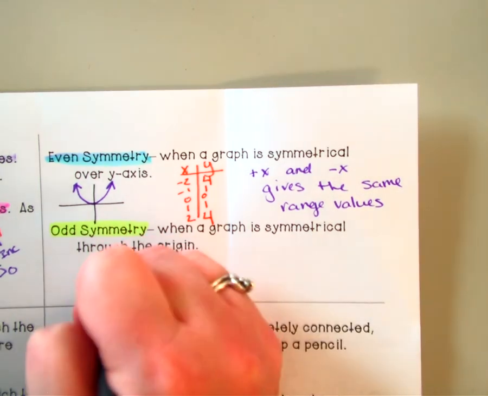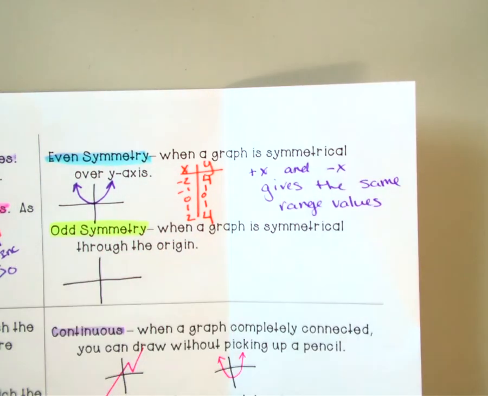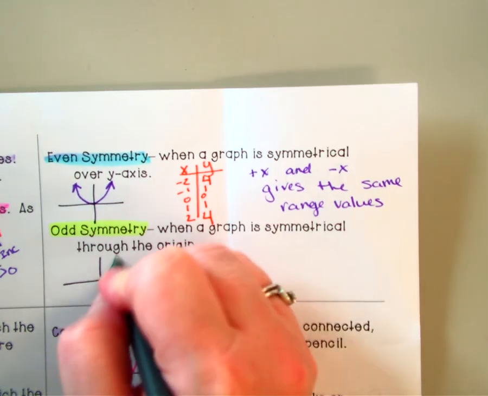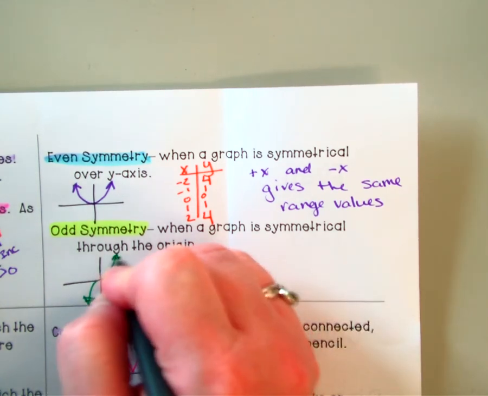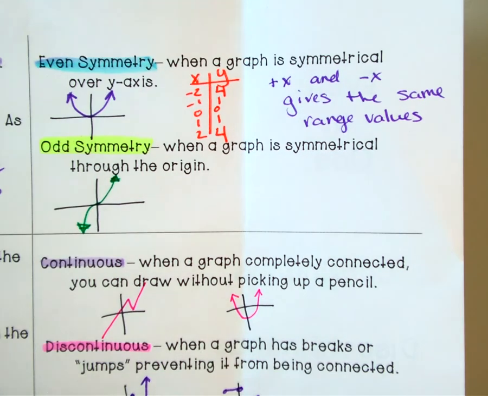Then our odd symmetry. There we go. So for our odd symmetry, it is symmetrical through the origin. Symmetrical through the origin. So this graph, our cubic graph, which we'll talk about more again in the next couple of lessons, has odd symmetry. That is symmetrical through the origin.